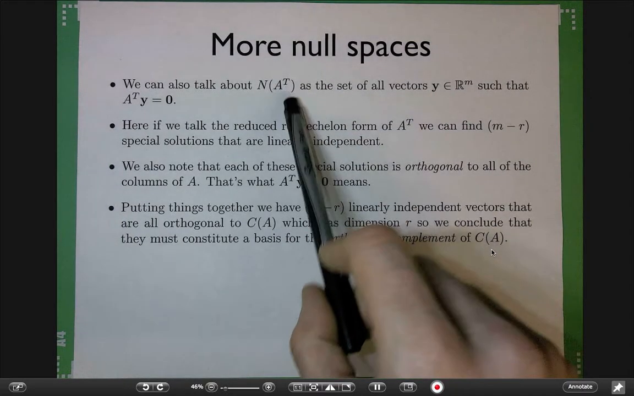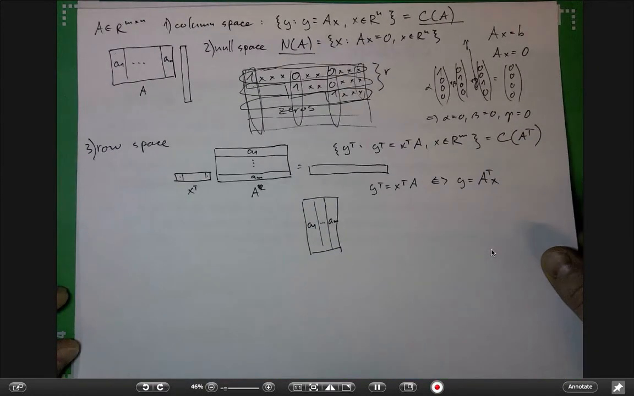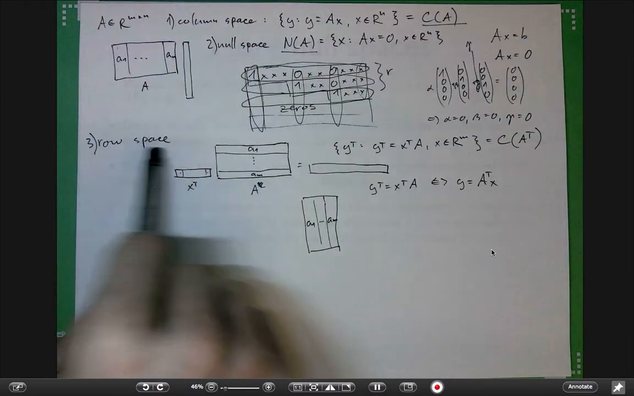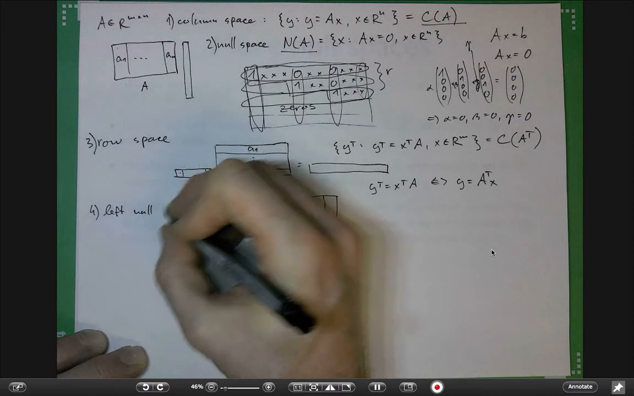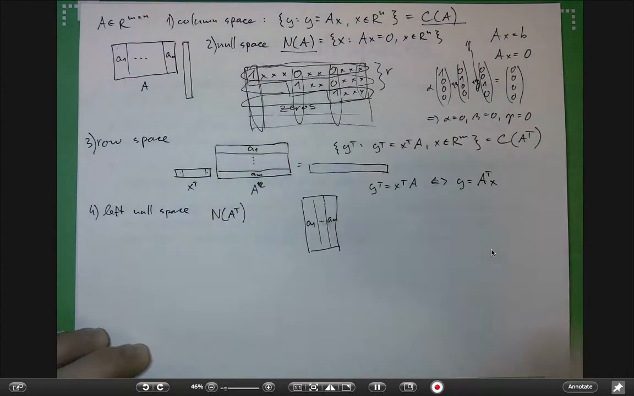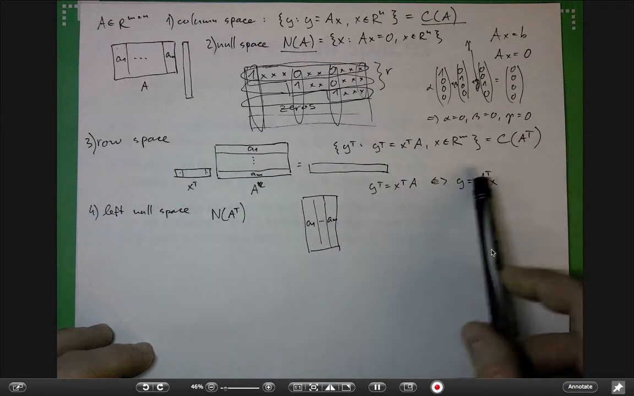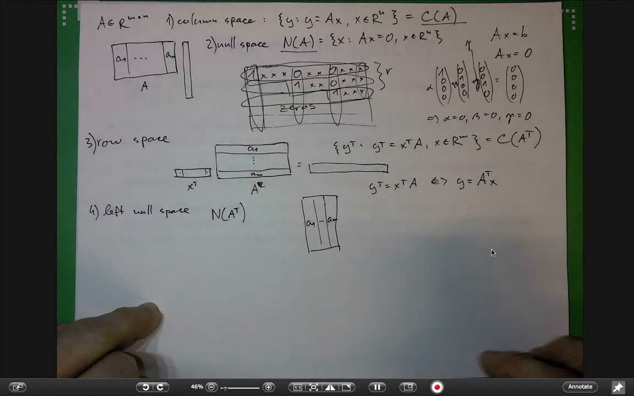The final piece I need here is the left null space. That would be the fourth subspace. For every matrix we had a column space, null space, row space, and the fourth thing is the so-called left null space, which won't be anything else but the null space of A transpose. You might be anticipating that for symmetry purposes, because the transpose appeared here, so the transpose should also appear somewhere in the null spaces. So this completes the picture.